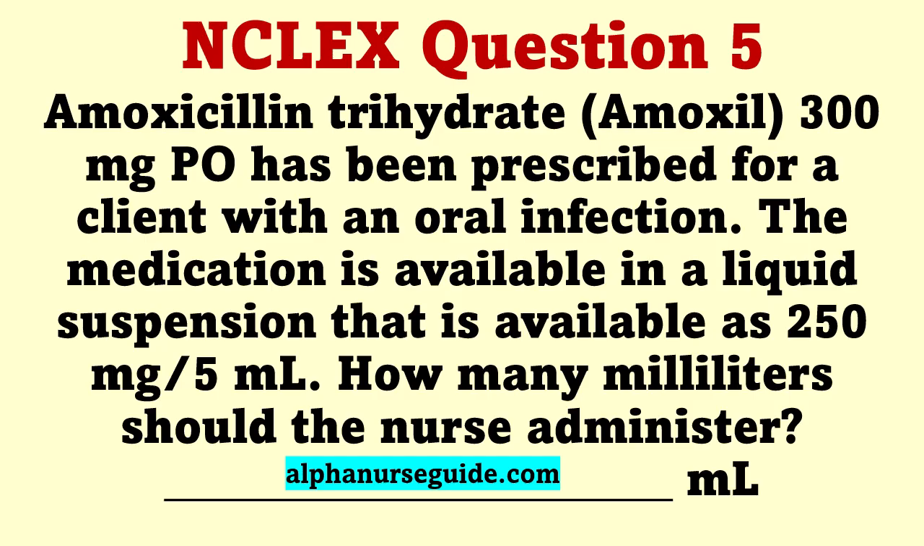The formula is 300 milligrams over X mL equals 250 milligrams over 5 milliliters. You cross-multiply and get 250x equals 1500. You divide by 250 on both sides, and you get 6 milliliters.